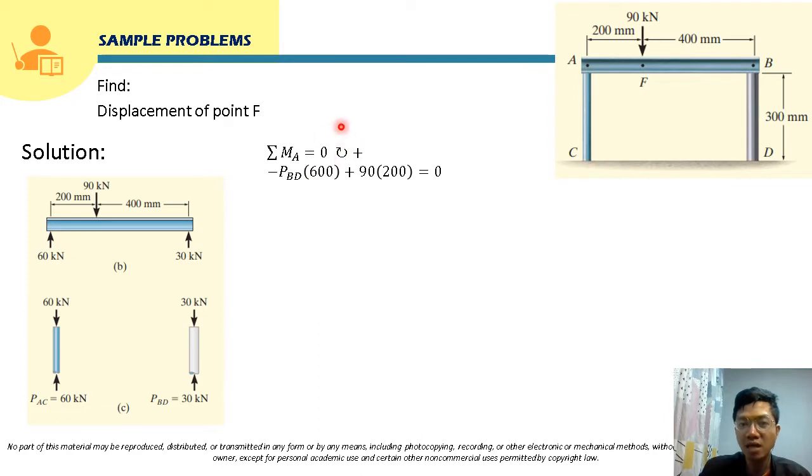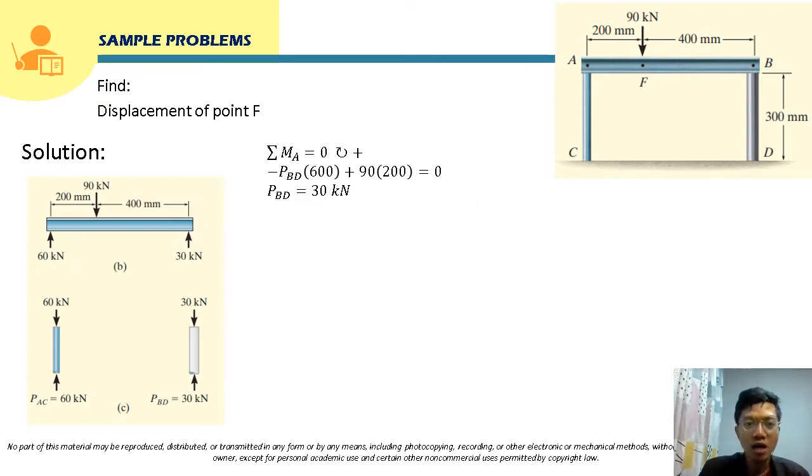The assumption here is positive for clockwise rotation. This will be negative since the rotation about point A of force BD is counterclockwise. Plus for this 90 kilonewton force, the rotation about point A is positive. So the moment of 90 kilonewton about point A will be 90 times 200 millimeter. This is equated to 0, and we can solve for PBD, the normal force or the reaction force at point B.